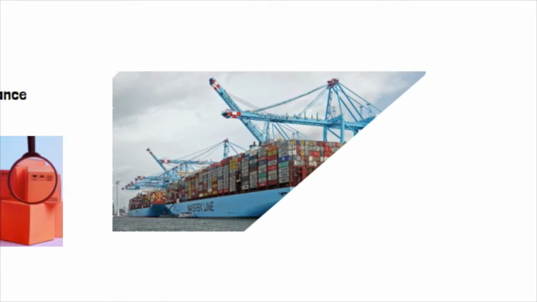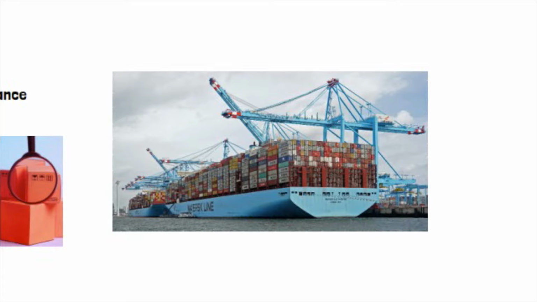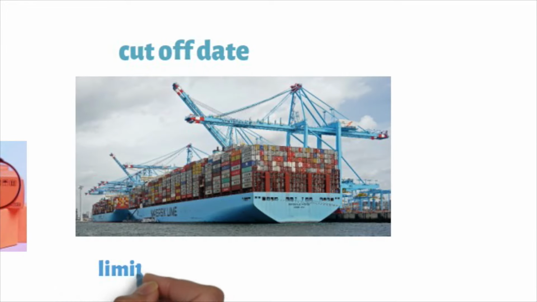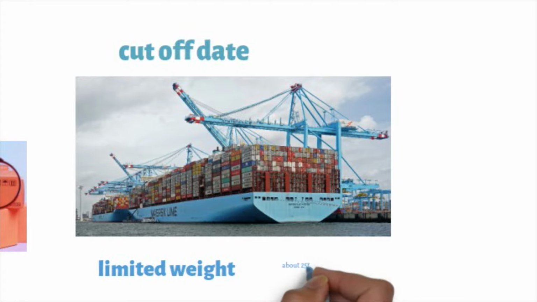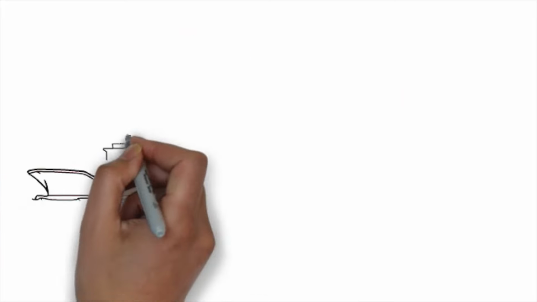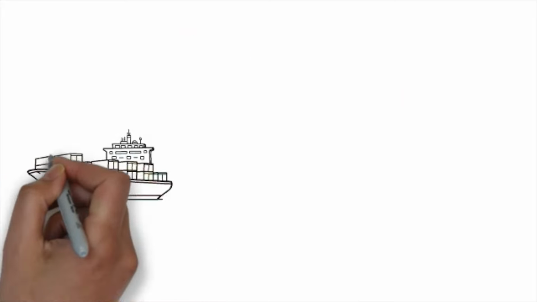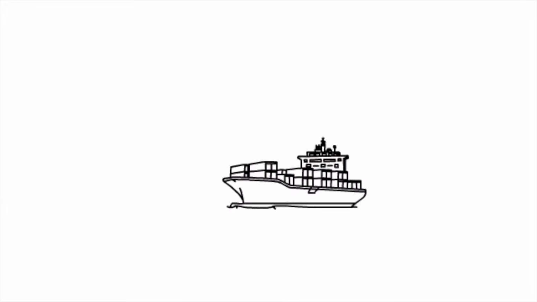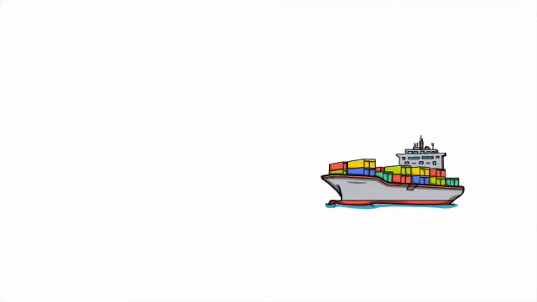There are so many containers in the terminal, so the cut-off date must be kept, because enough time for loading and unloading is necessary. The container weight is limited by ship and port. Normally, the container weight limit is 25 tons for a 20 feet or 40 feet. Once the port receives the container and customs clearance is released, the container is lifted by ground crane to the vessel.